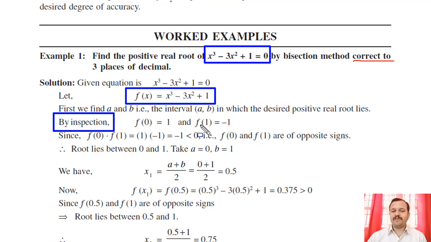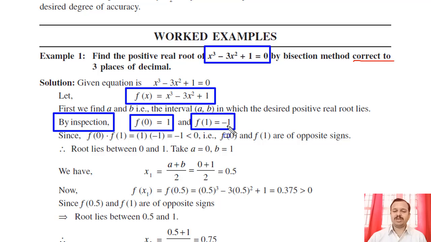Find out the value of f at a, that is f at 0. I got the answer 1. You can use this expression and get the answer very easily. Wherever x is there, if you put 0, the answer is 1. If you put 1 in place of x, you will get f of 1. If you simplify this expression, you will get f of 1 as minus 1.